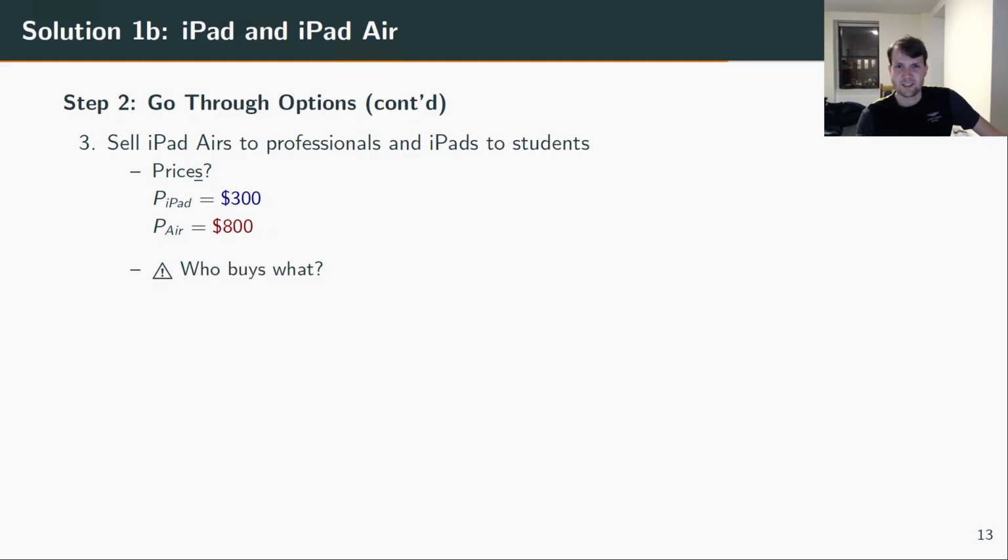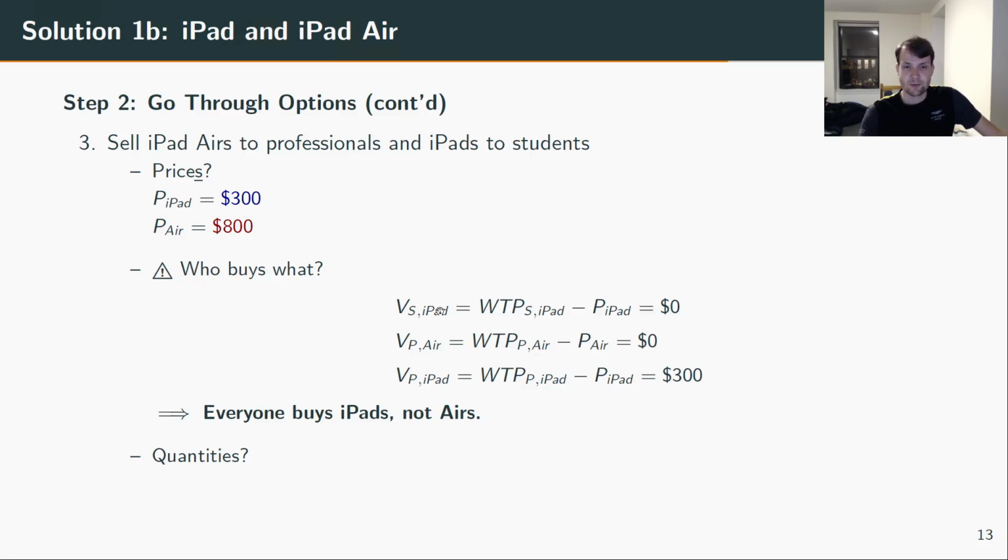Well, who's going to buy what? As I said, everyone's going to buy whatever maximizes their consumer surplus. The consumer surplus, which I'm going to denote V, S for student, iPad. So the consumer surplus of a student buying an iPad is 0. They're willing to pay 300. The price is 300. That's 0. That's fine. As I said, in indifference, we're going to say they buy.